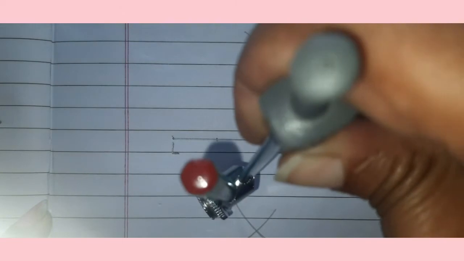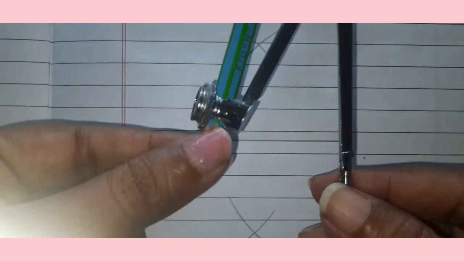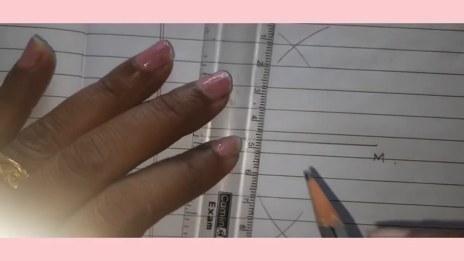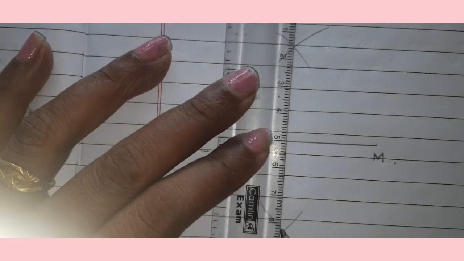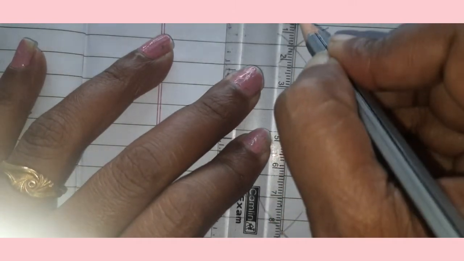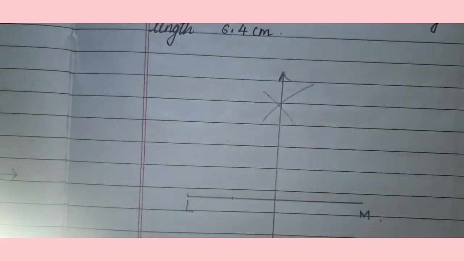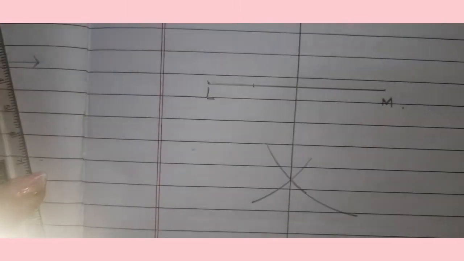Now if the arc is not intersecting, just increase the length of the arc. And one more thing, don't disturb the distance between the arcs, otherwise you will not get the correct construction. Okay. Now you have got two arcs over here. What you have to do is join that. After joining, just give arrows on either side of it, because it is very important to draw arrows.